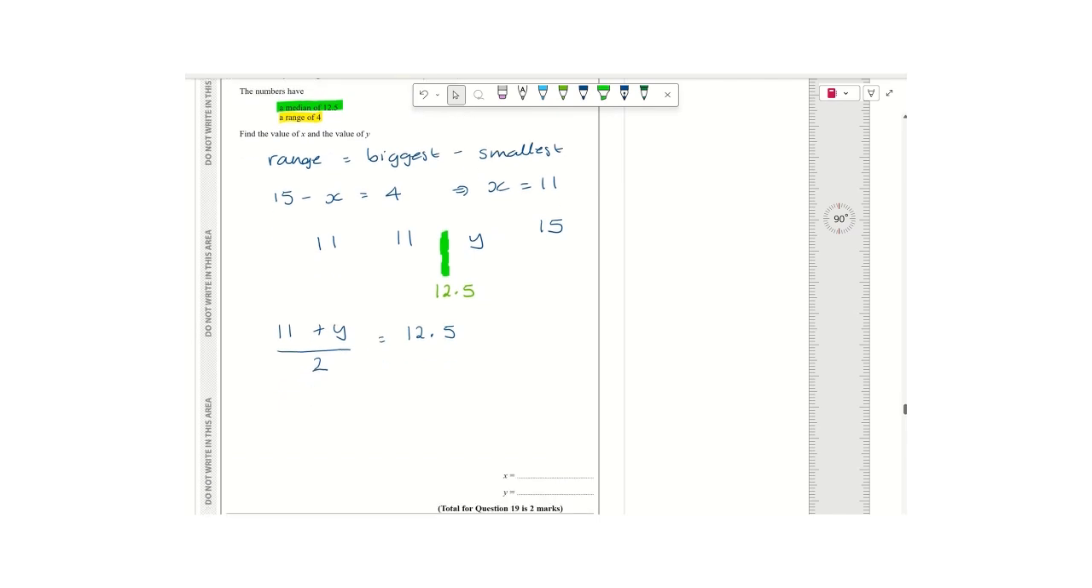Solving that equation, I've got to get rid of that fraction on the bottom, so I've got to times both sides by 2. So that gives me 11 plus y equals 25. I want the y on its own, so I've got to take the 11 away, and that gives me y equals 14. So down on my answer line then, I know that x is 11 and y is 14.